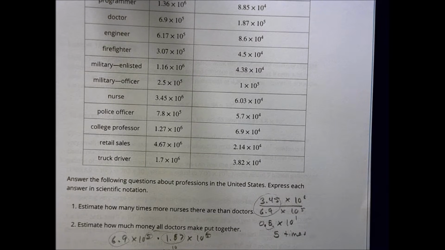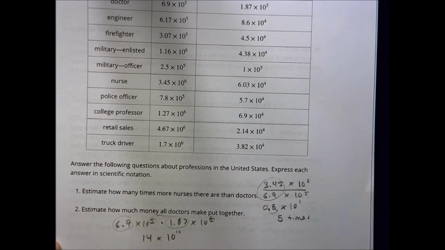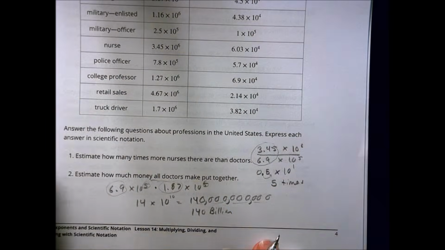So as an estimate, you might say this is equal to 14 with 10 zeros. 1, 2, 3, 4, 5, 6, 7, 8, 9, 10, and drop back our one placeholders here, and we're at hundreds, thousands, millions, billions. So about $140 billion is about what doctors are going to make all put together. That's the idea for that one.